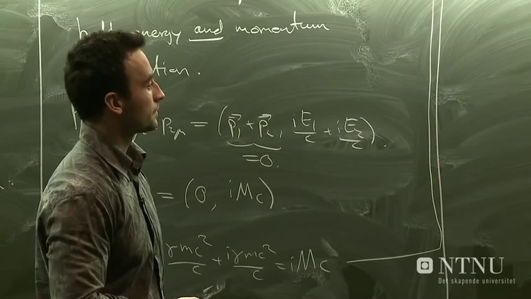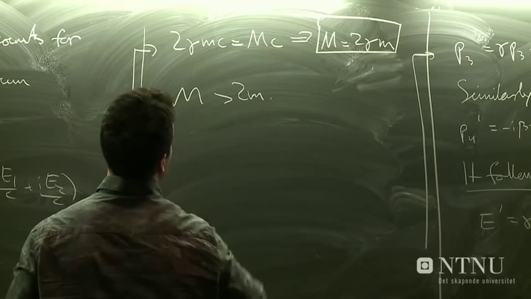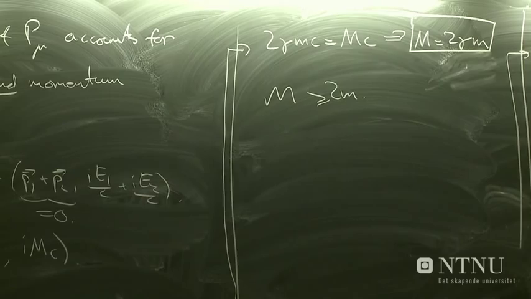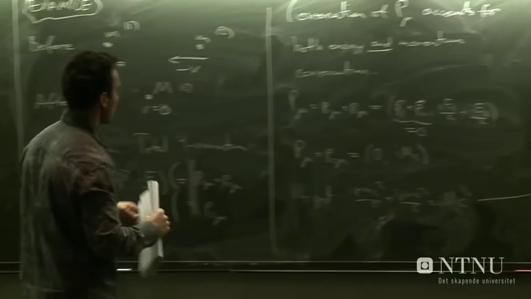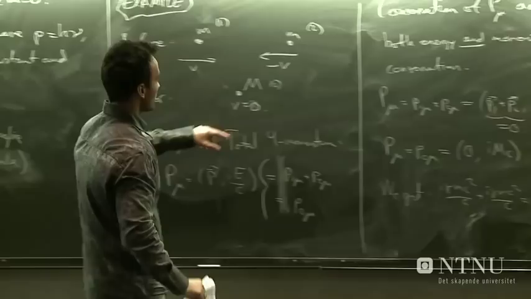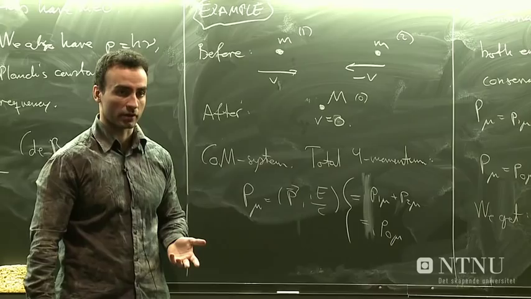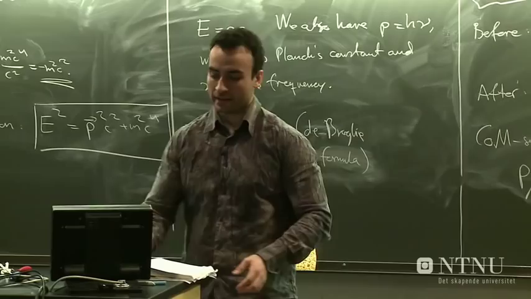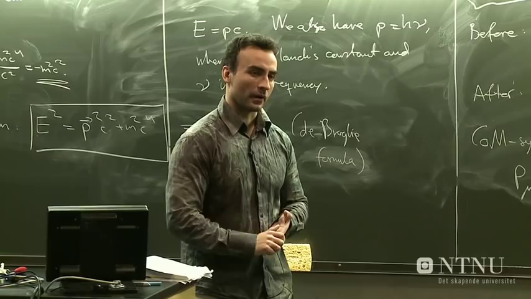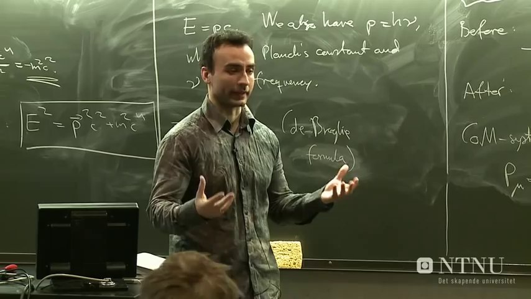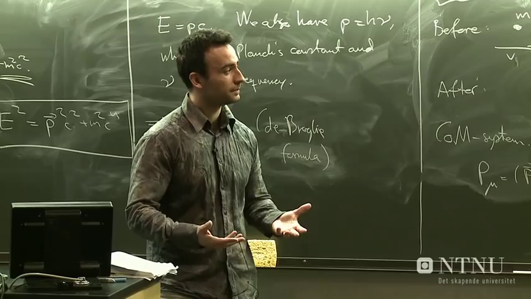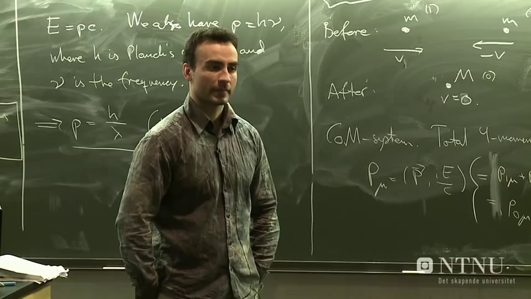So if this is the case, we have that the mass of the product has to be greater than or equal to the sum of the initial particles. In other words, we can actually end up with a heavier particle than the combined mass of the initial particles. So, how can this make sense? We start out with a given mass, and we end up with something that is heavier. So what do you think?